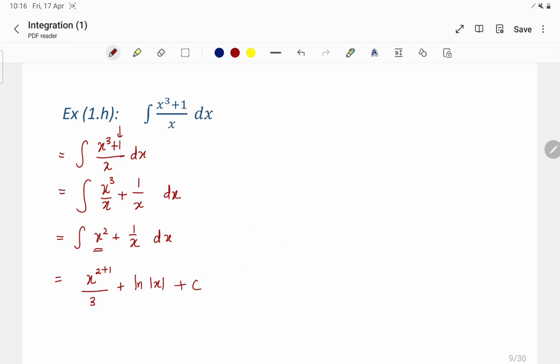So, here don't forget to put plus c. Then you will get x to the power of 3 divided with 3 plus ln x plus c. So that's it for this question.